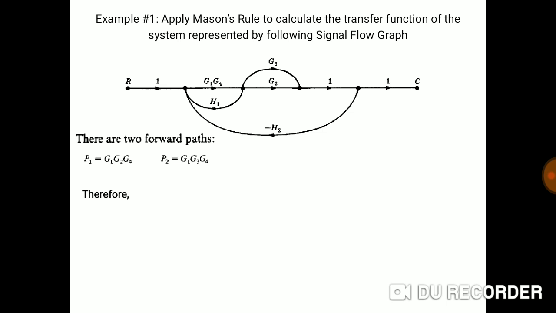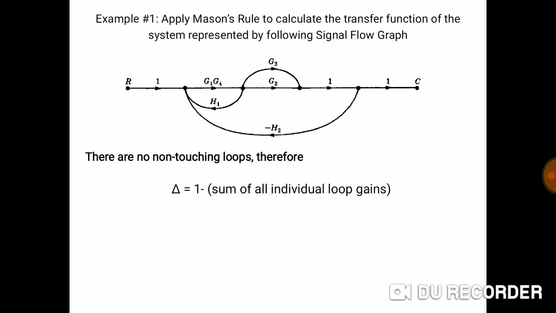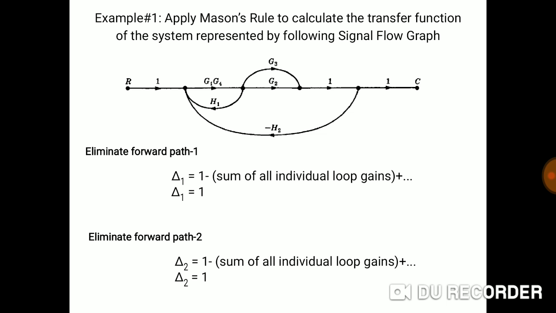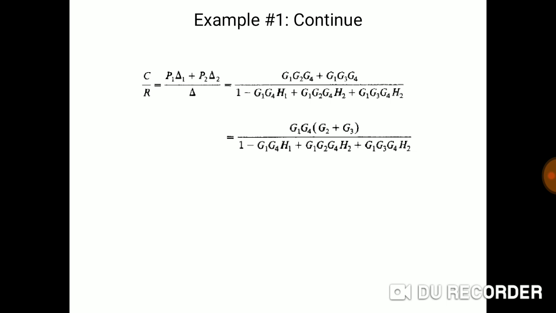Next, we'll find how many feedback loops there are. There are three feedback loops. Then we'll find delta, which is 1 minus the sum of all individual loop gains. Then we'll calculate delta 1, and then go for delta 2. And finally, let's write the equation of Mason's gain formula for finding the transfer function.